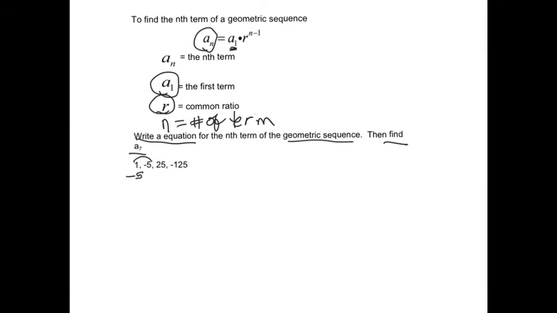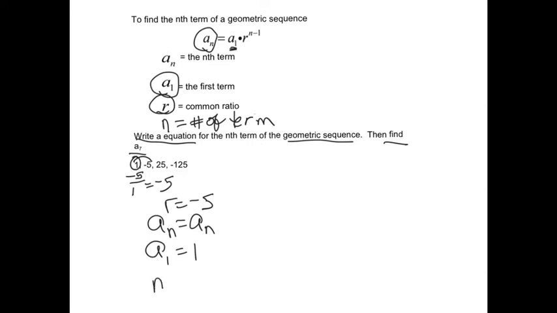So -5 divided by 1 is -5. So our r value is -5. A subscript n is a subscript n because we need to come up with a formula. The first term is 1.